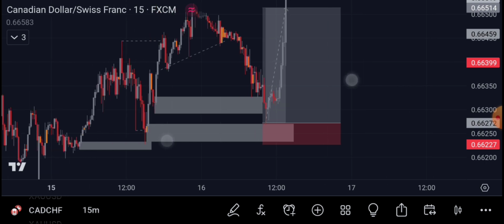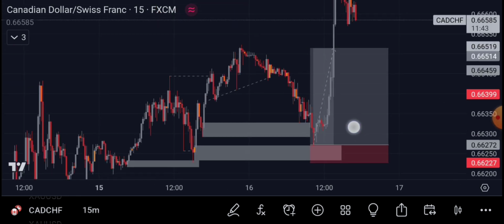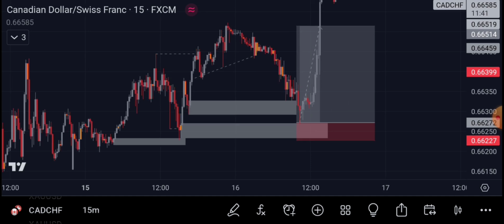Now this, I was actually targeting, I don't know if it was this high again or this high, right? So now this is a cool 1 to 5. So that is it. You can see that price played out perfectly.